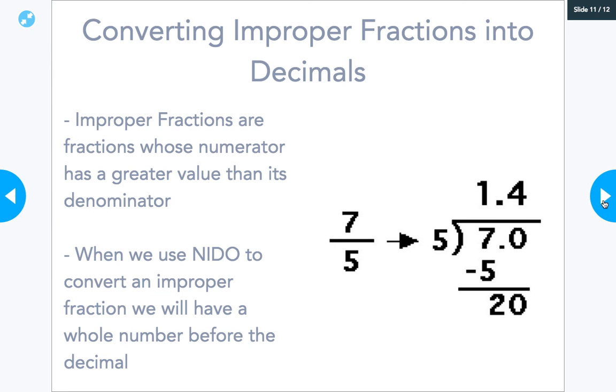Converting improper fractions into decimals. Improper fractions are fractions whose numerator has a greater value than its denominator. When we convert an improper fraction, we will always have a whole number before the decimal.